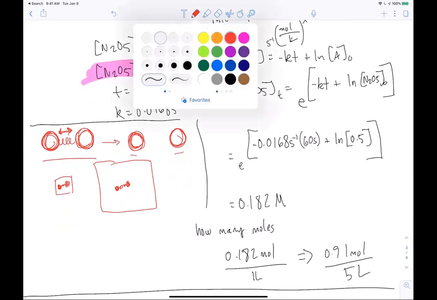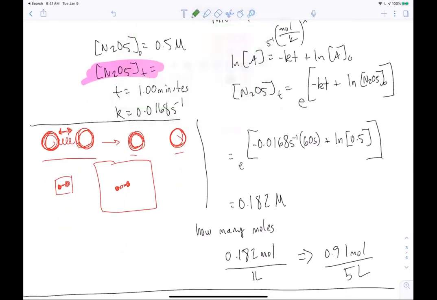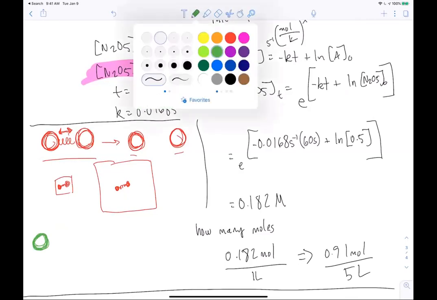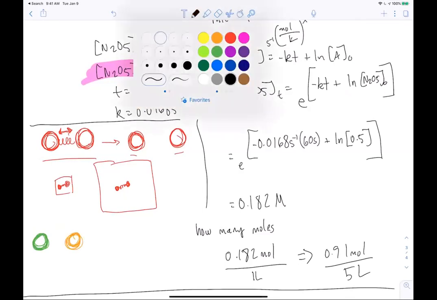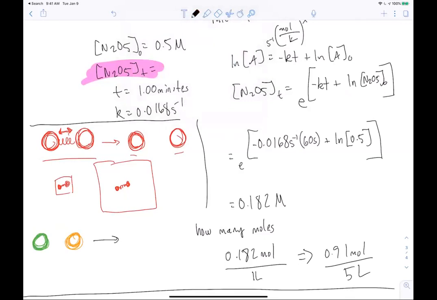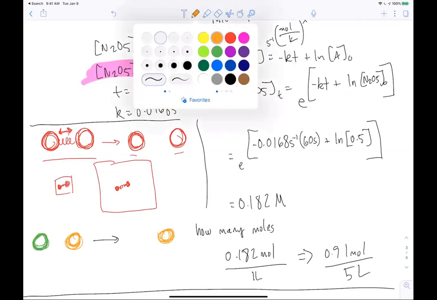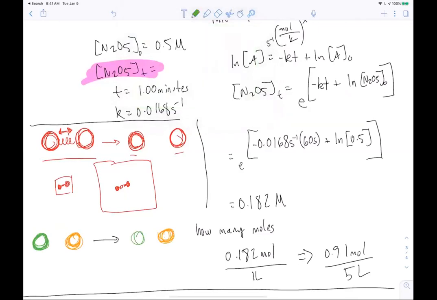This will make a little more sense when I show you what happens in a second order reaction. So in this top one, I'm looking at a decomposition, but in a second order reaction, let's say we have the opposite thing, something that's combining to make a molecule. So now they have to come in contact to form that little spring.